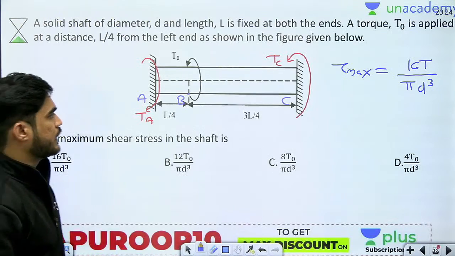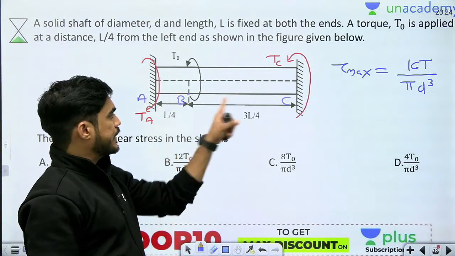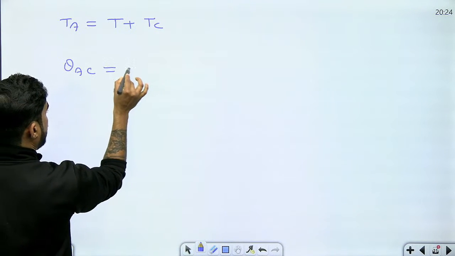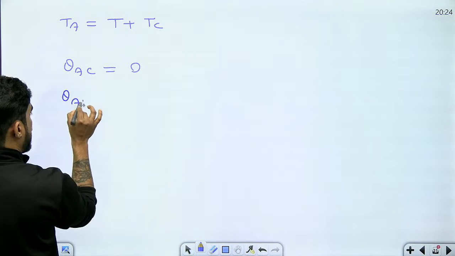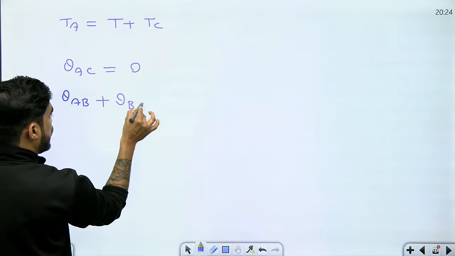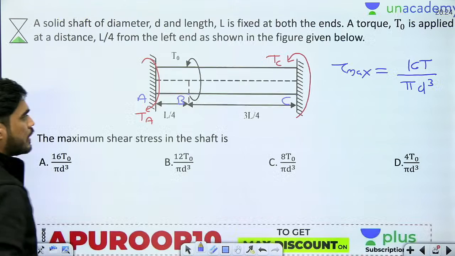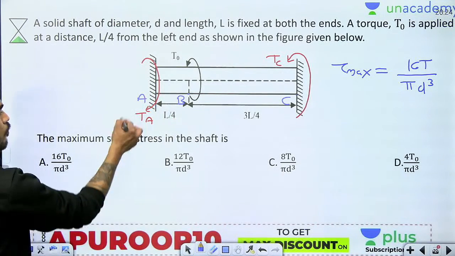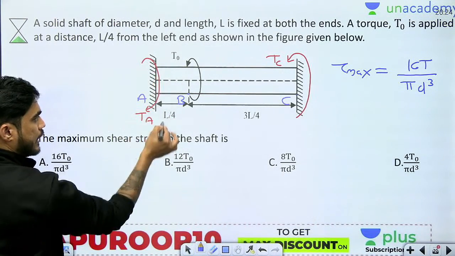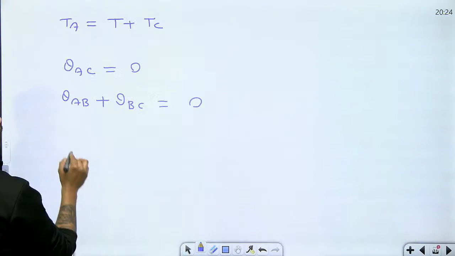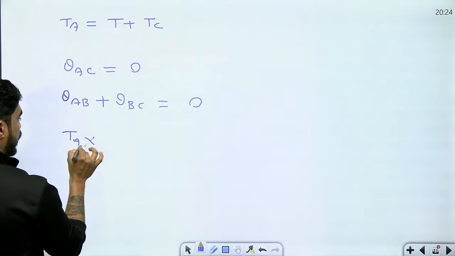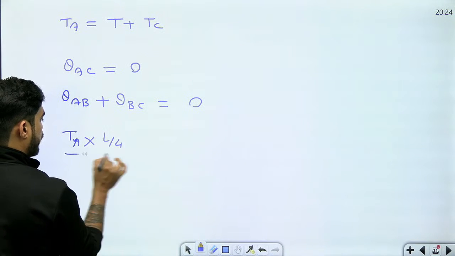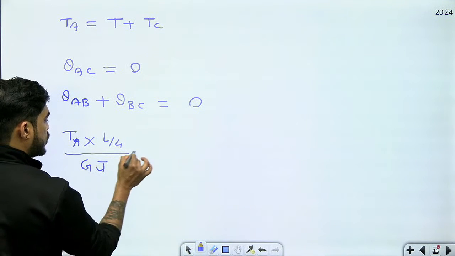Now another equation will be theta between AC will be 0. This will be the compatibility equation, and theta AB plus theta BC will be 0. Now what will be theta in AB? T of AB will be what? Between A and B, if I take a plane, then torque will be TA. Length of AB will be what? L by 4, divided by G into J.